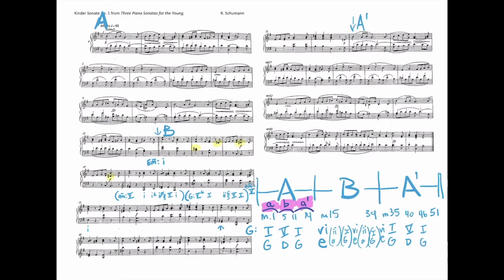Here's the return of that first phrase. Contrast. Third turn of A.